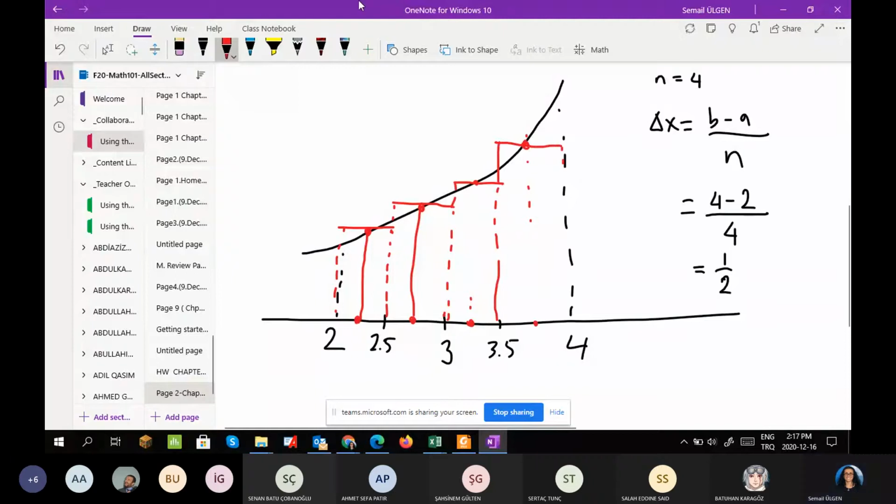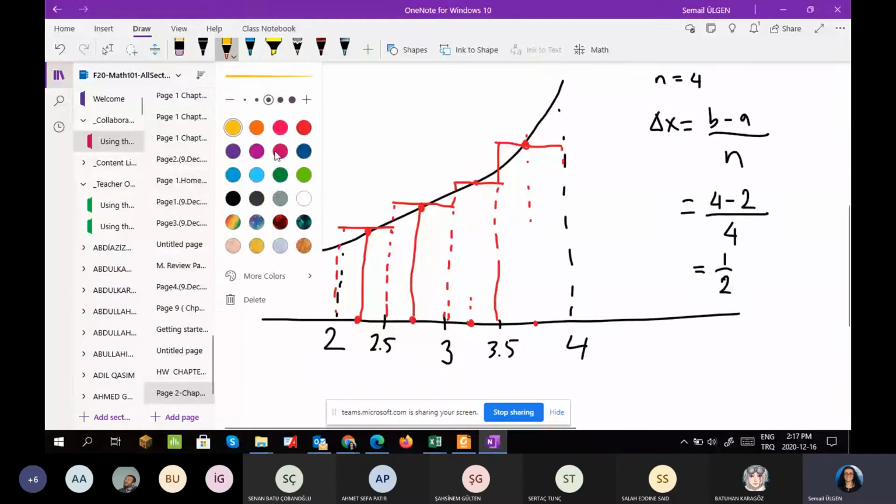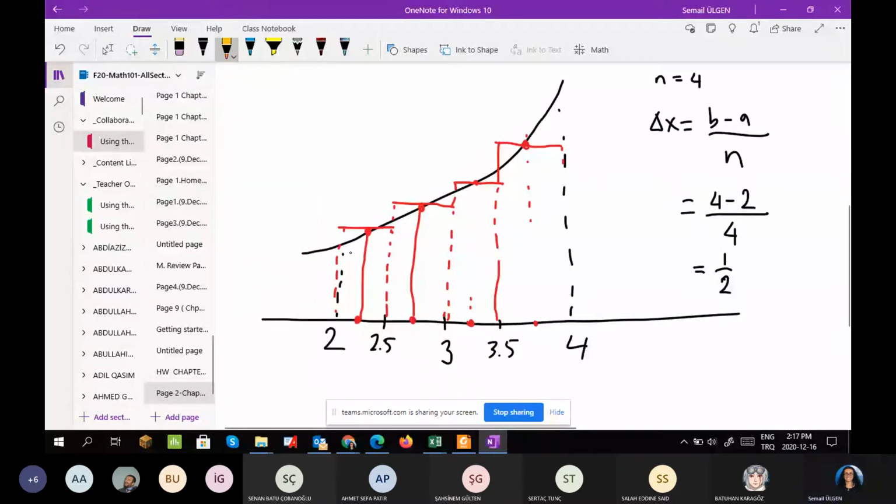Okay, so how many rectangles? Let's use some other colors. So this is my first rectangle. This is my second rectangle. This is my third rectangle. This is my fourth rectangle. Okay, all right, it just didn't go through. Okay. All right, then I'm going to start.